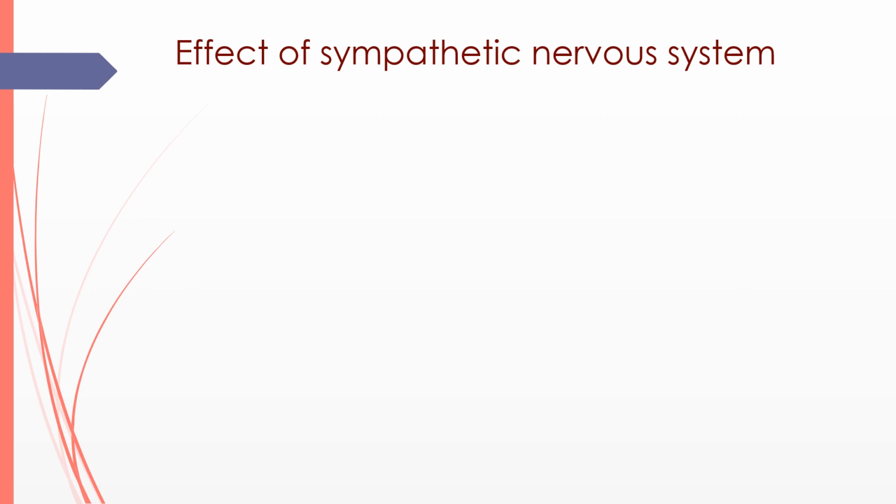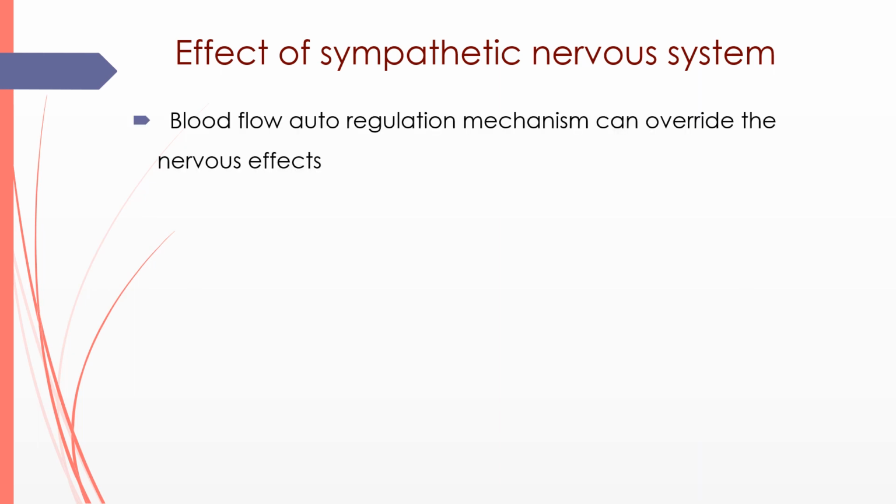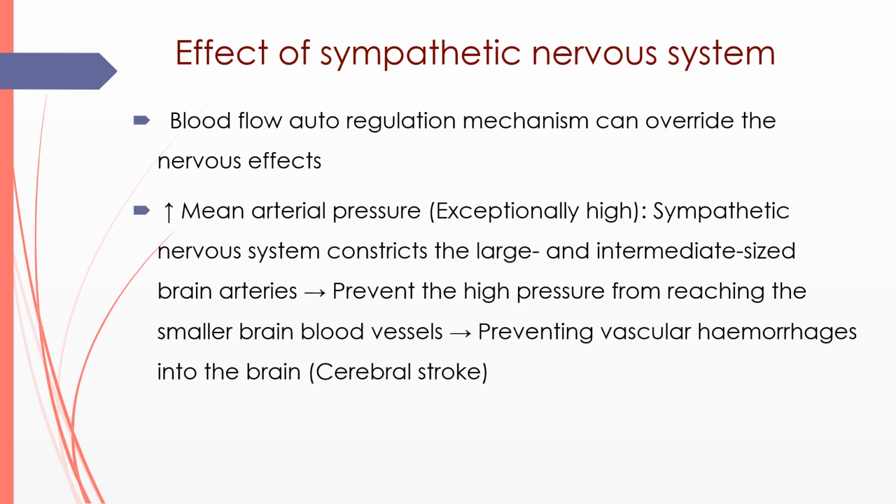Now the effect of the sympathetic nervous system. The blood flow autoregulation mechanism can override the nervous effects. When there is an increase in the mean arterial pressure, when it is exceptionally high, the sympathetic nervous system constricts the large and intermediate sized brain arteries and prevents the high pressure from reaching the smaller brain blood vessels, thus preventing vascular hemorrhages into the brain. So this is the autoregulation mechanism.